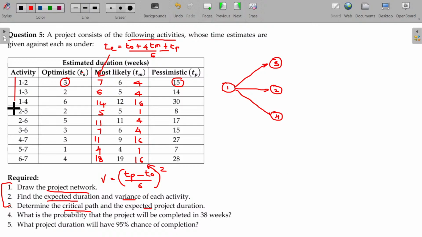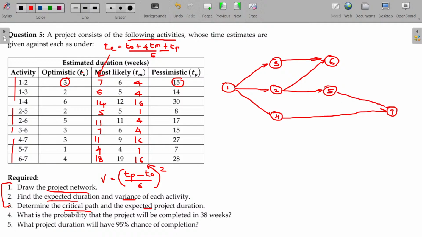And 2 to 5, 2 to 6, 2 to 5, 2 to 6, 3 to 6. So you can connect these two directly. 4 to 7, 5 to 7, 6 to 7, all get connected with number 7. This is the network diagram.